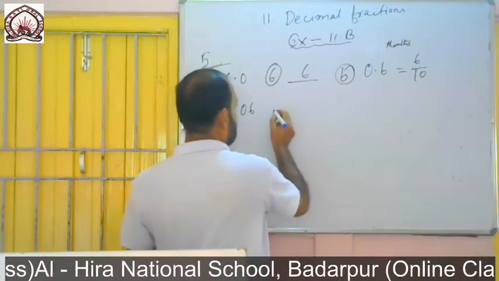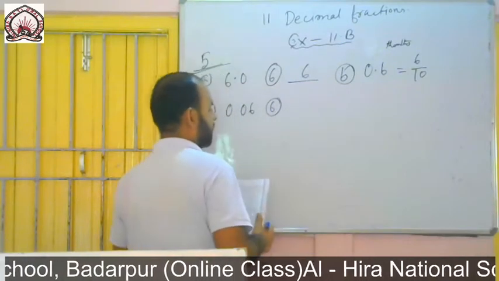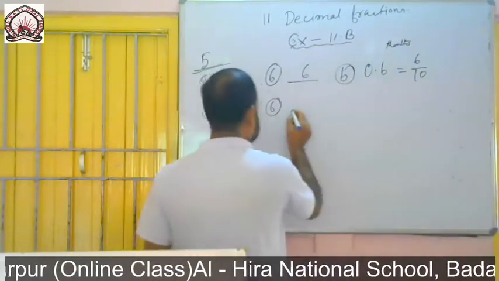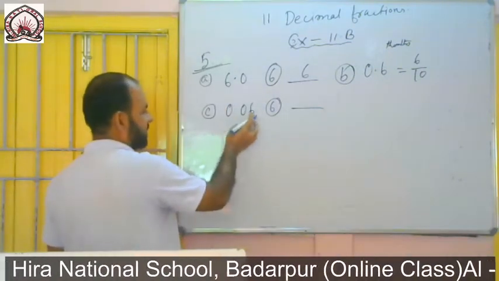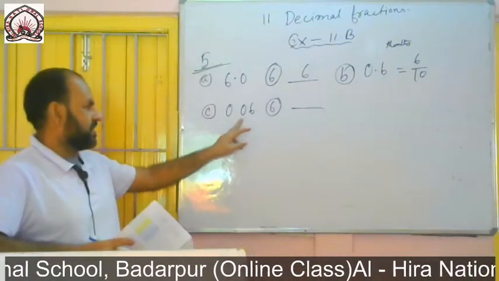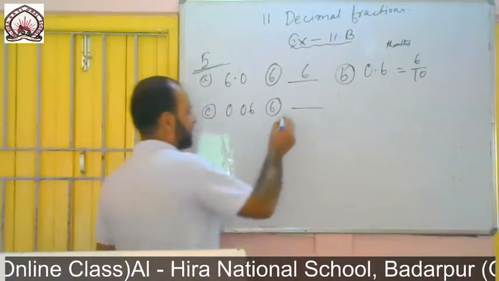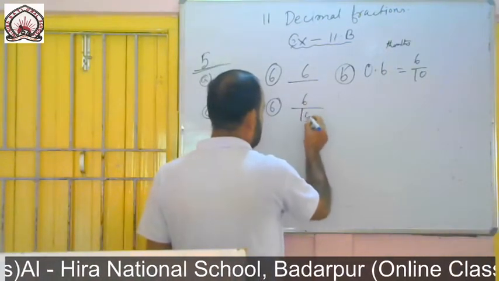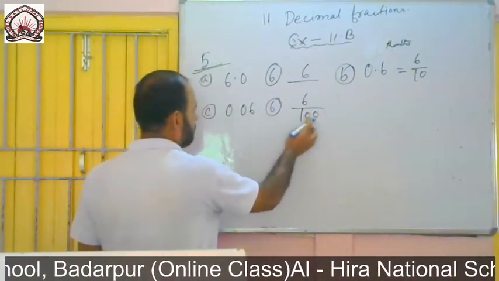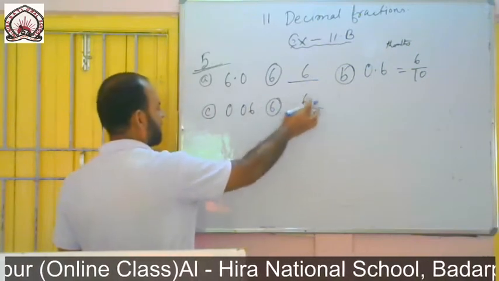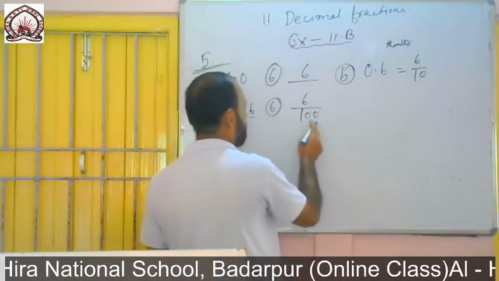Next, question number C, we take out the place value of 0.06. The place value of this 6 is in the hundredths place, where tenths, hundredths. So hundredths means 6 by 100. After the point we give 1 and 2 digits, so 0 and 6 is there. So the place value of this 6 is 6 by 100.